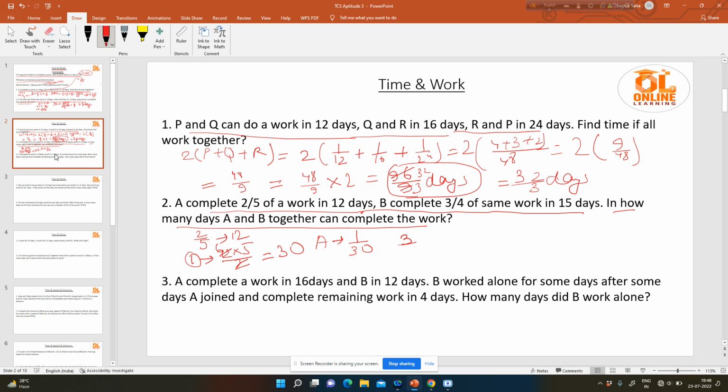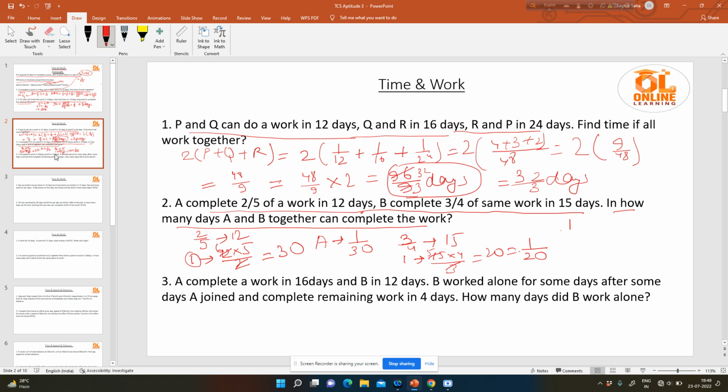Same for B. He completes 3 by 4 of the work in 15 days. So he will complete the whole work in 15 into 4 by 3. That would be 5 into 4, 20 days. So the amount of work done by him in 1 day is 1 by 20.